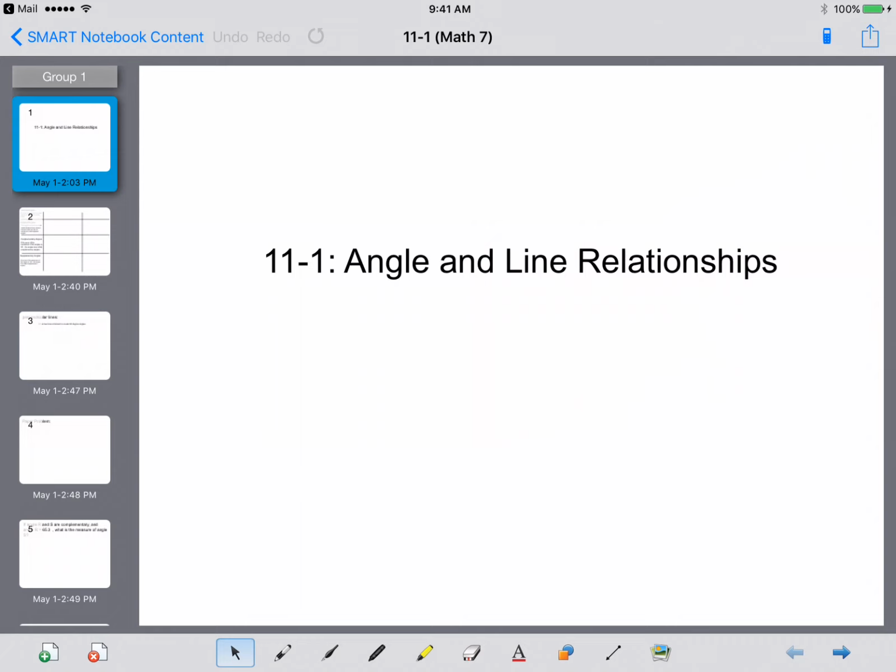Hello, today we're going over 11.1 angle and line relationships, and I just want you to get ready for lots of kind of vocab-y type words that you're going to need to know.